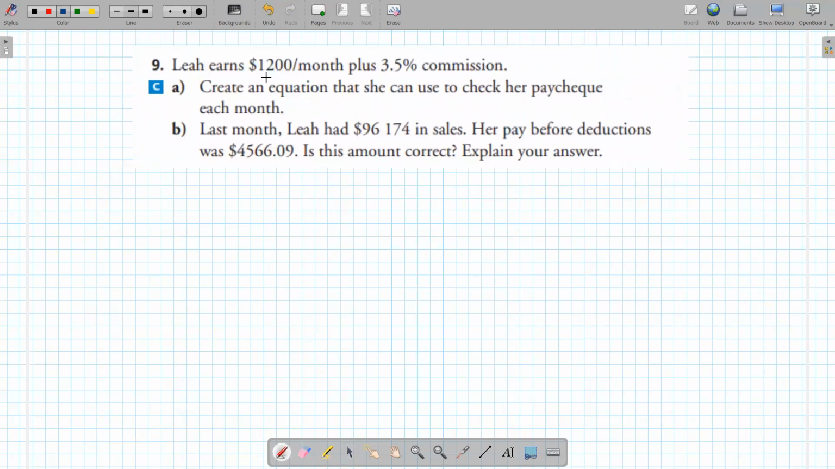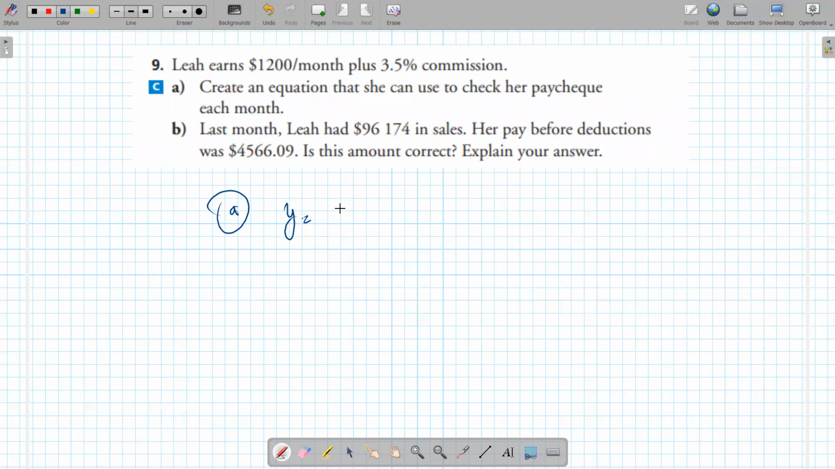Okay, so this person earns $1,200 a month, and the commission rate is 3.5%. Create an equation. What's the equation? Super simple question. Y equals 1200x plus 0.035.